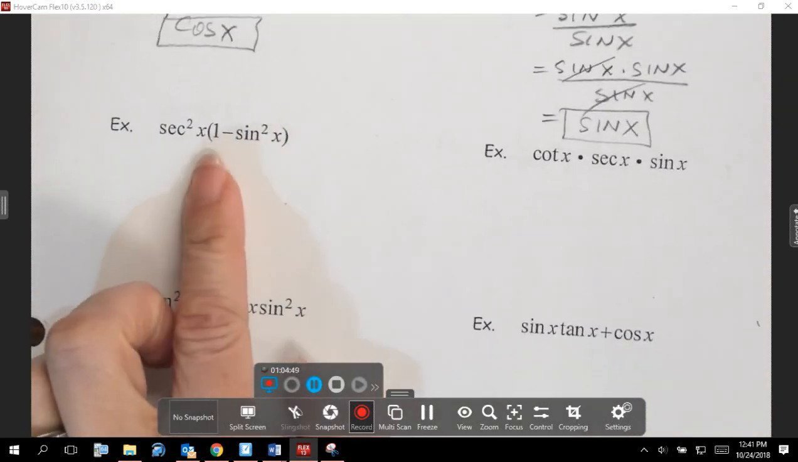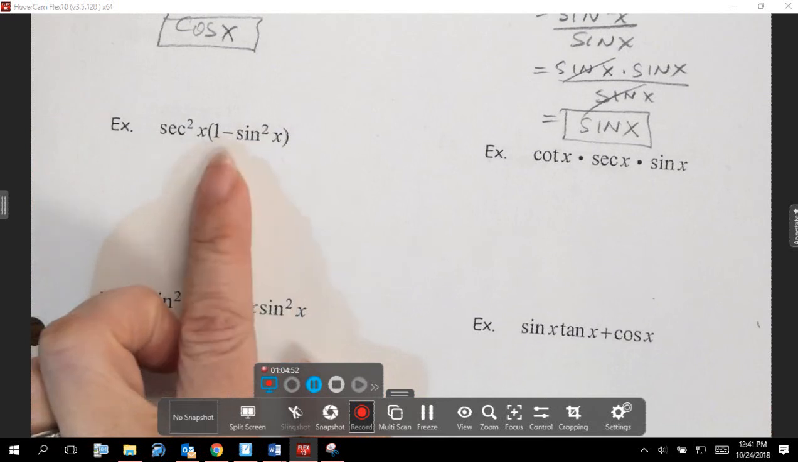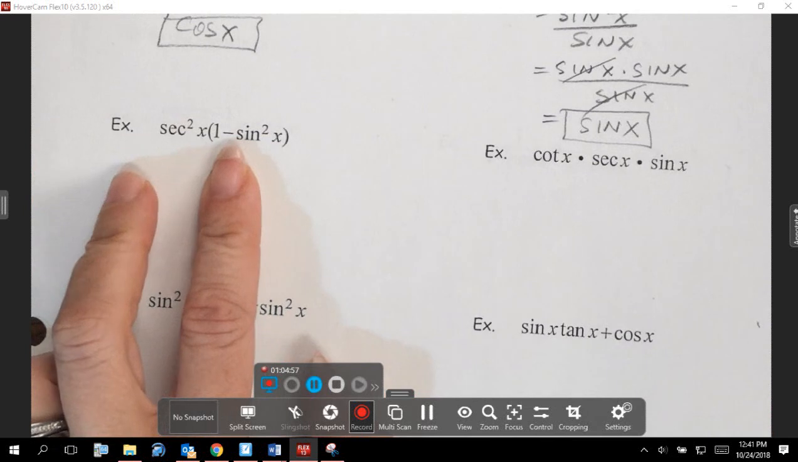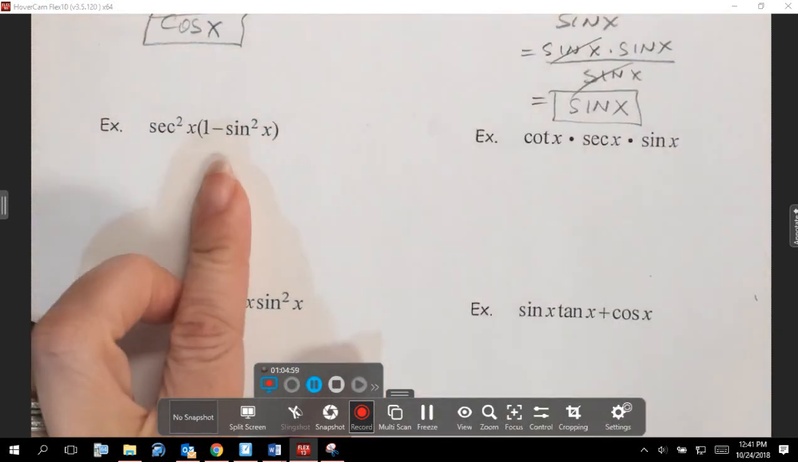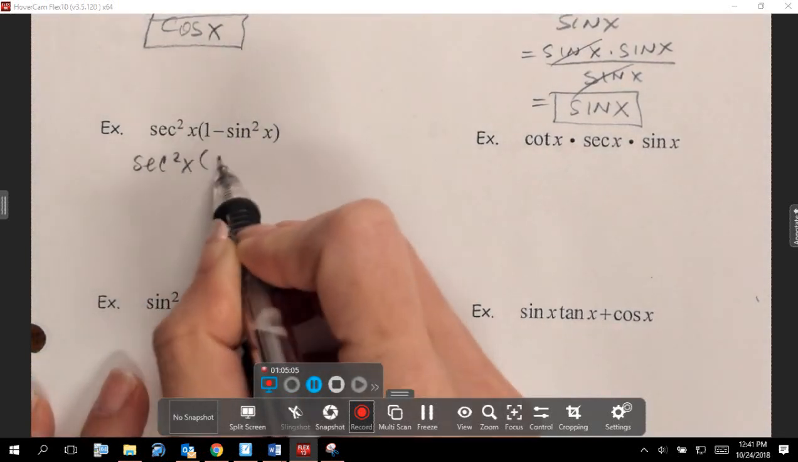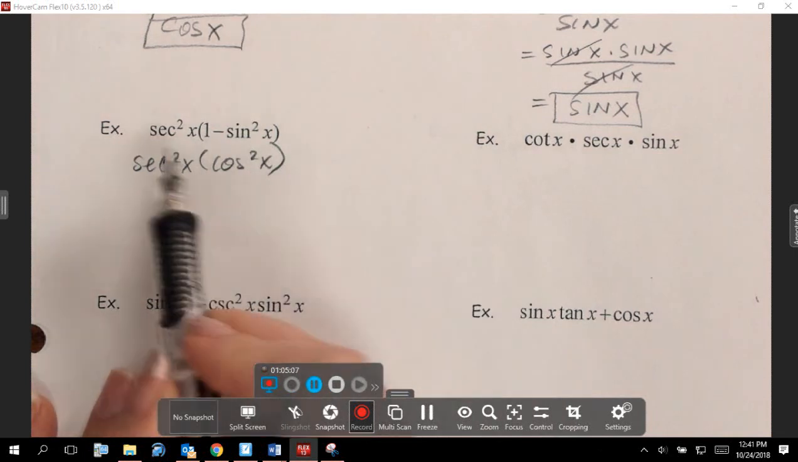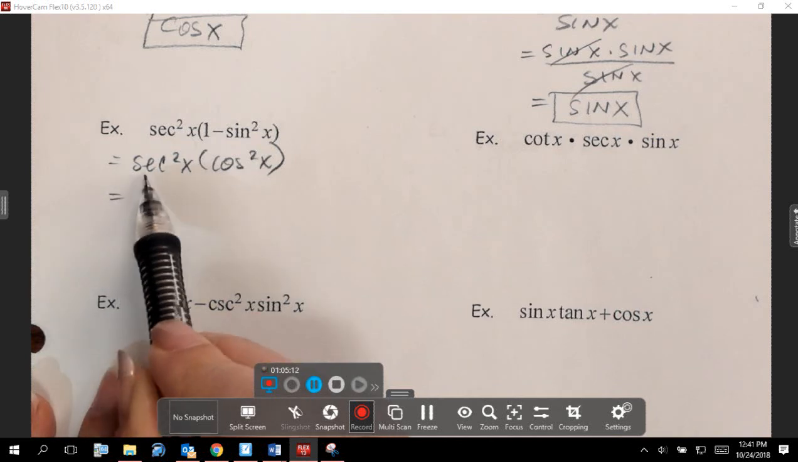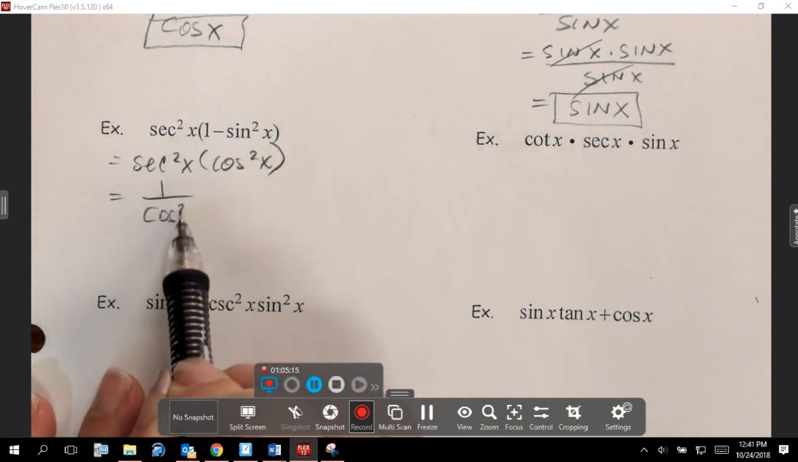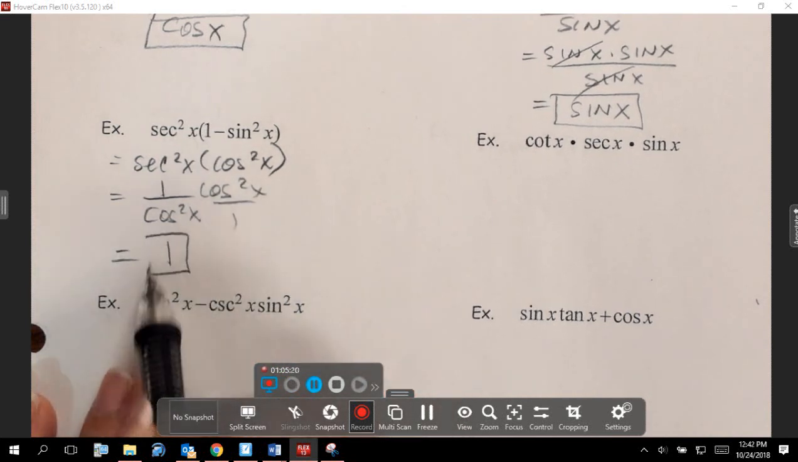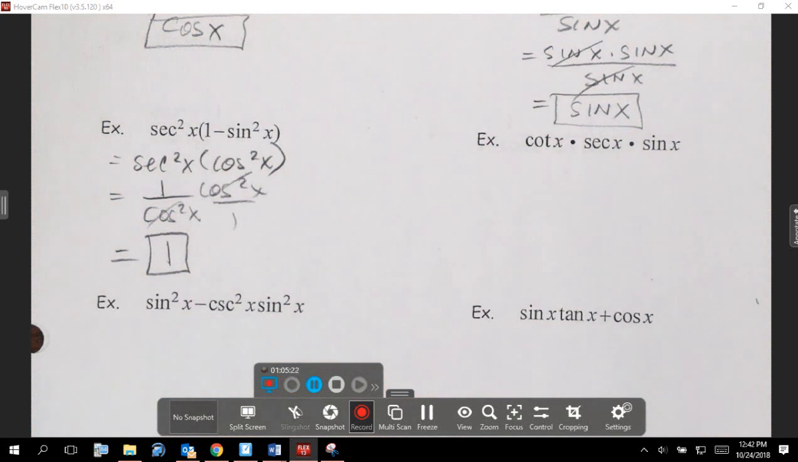The next example, 1 minus sine squared x. I'm looking at it first because of that minus sign, and I feel like that might be an identity. And you look at your Pythagorean identities, that one is an identity. That one is cosine squared x. And this one's secant. And I know secant and cosine are reciprocal, so I'm going to reciprocate that secant. And those will cancel and get 1. Equal 1.